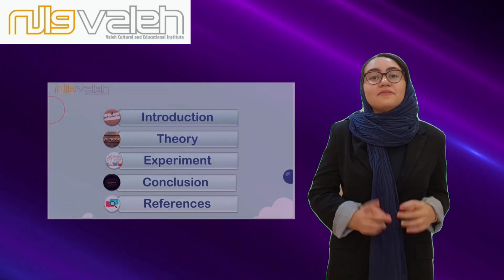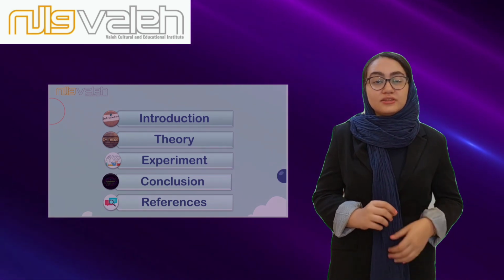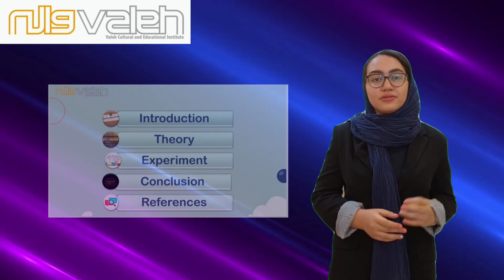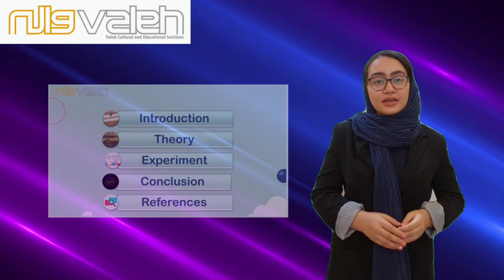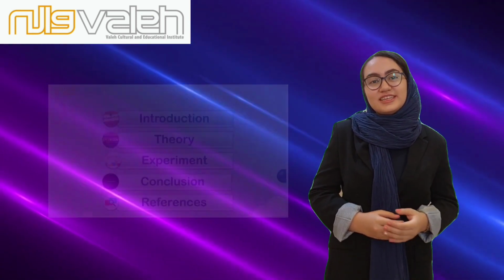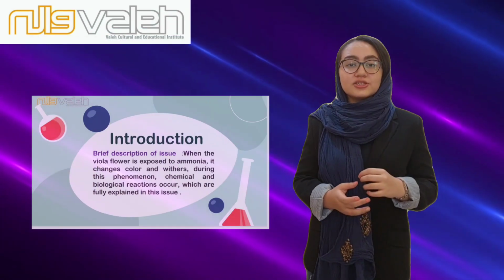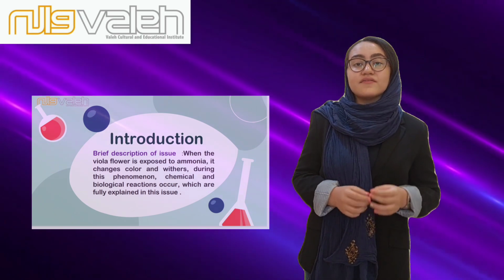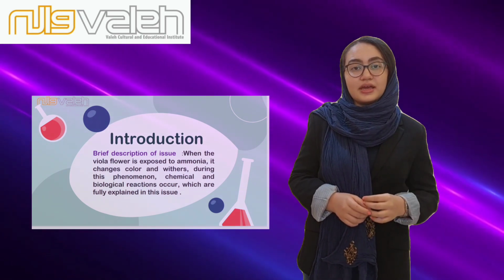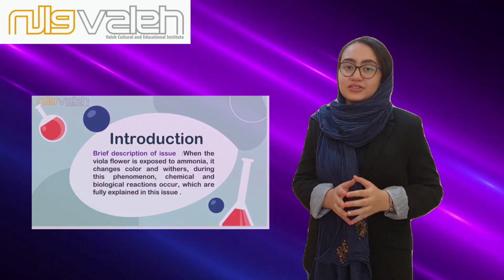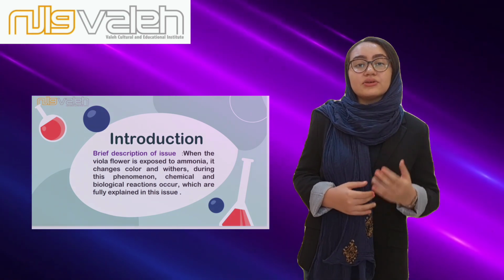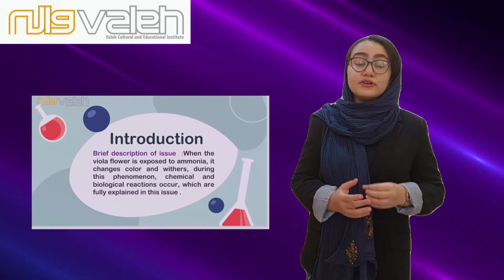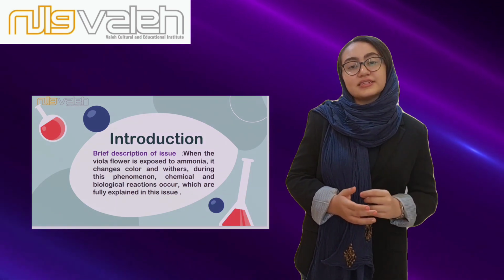The roadmap that we follow in this presentation to find the answer is as follows: introduction, theory, experiment, result and conclusion. After that, references. At first, for the introduction, if we want to give a brief description of the issue, we could say that when the violet flower is exposed to ammonia, it withers and changes color. And during this phenomenon, some biological and chemical processes occur, which are fully explained in this presentation.